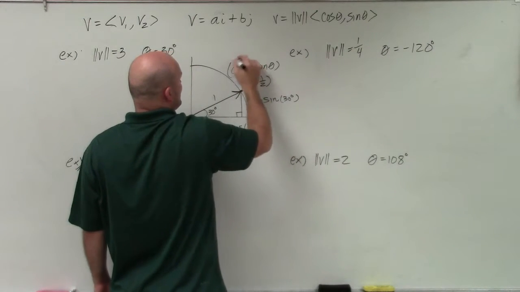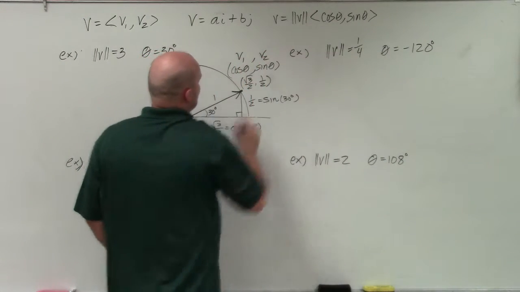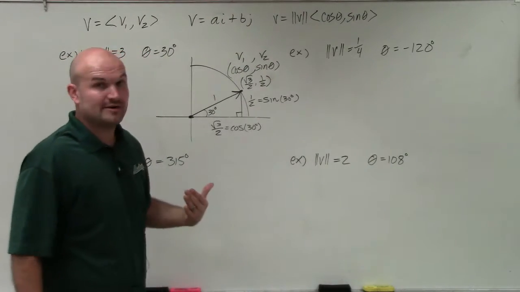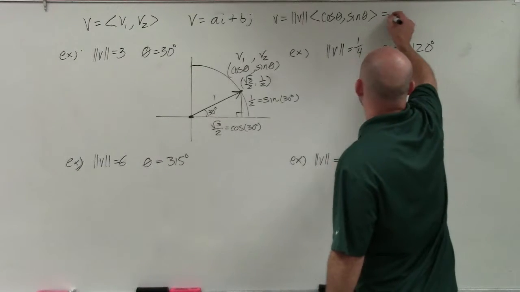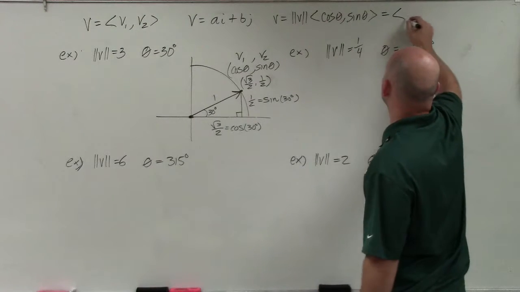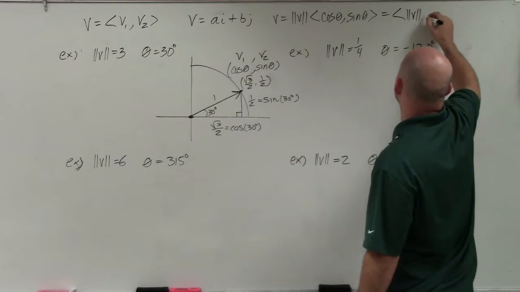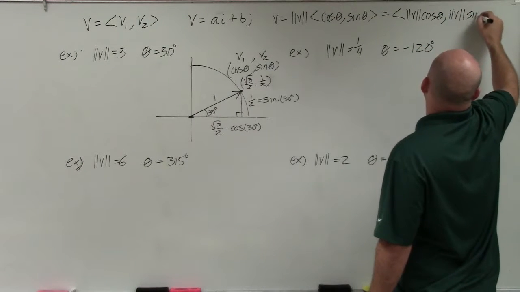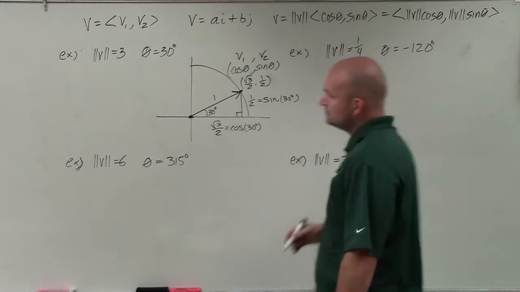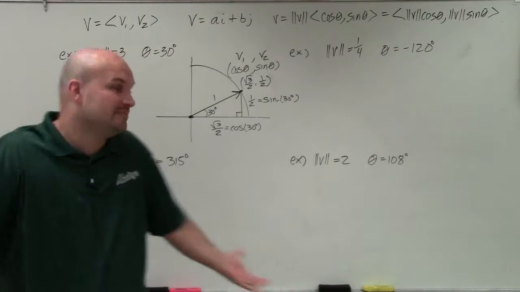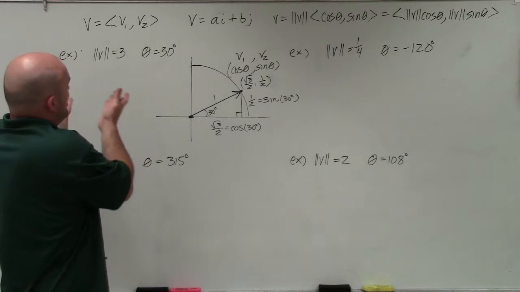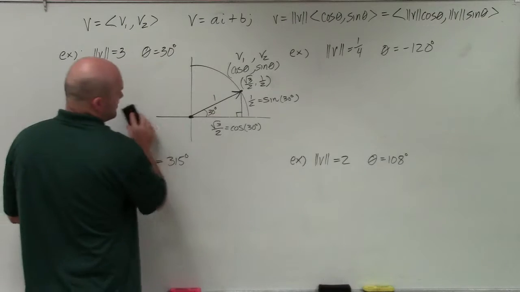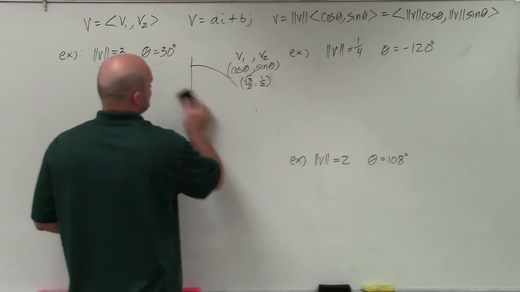Because think about it the same way. If you were going to point this, you would say that's v1 and that's v2. So cosine of theta is equivalent to v1. Sine of theta is equivalent to v2. Now, a lot of times we actually just simplify this. We distribute that in, and we write it like this. Okay? And that's basically all we're going to be doing for these problems, is taking our magnitude and our angle and plugging them in. Now, we have to remember, though, the points on the unit circle.